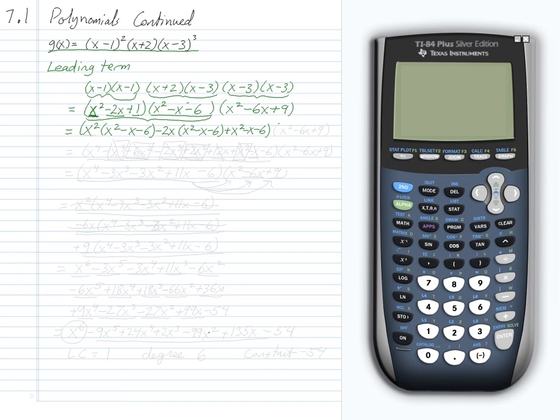Alright, and remember all of that is eventually going to be multiplied by x squared minus 6x plus 9. So if I distribute that x squared, I'll get x to the 4th minus x cubed minus 6x squared. If I distribute the negative 2x, I'll get negative 2x cubed plus 2x squared plus 12x. And I still have x squared minus x minus 6.